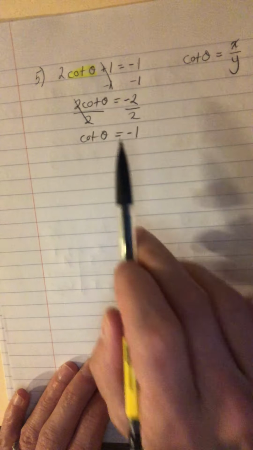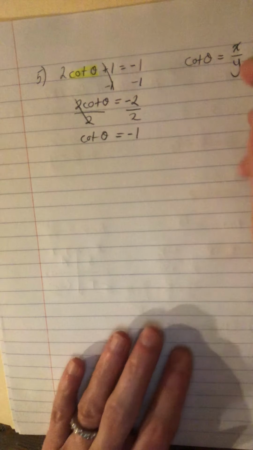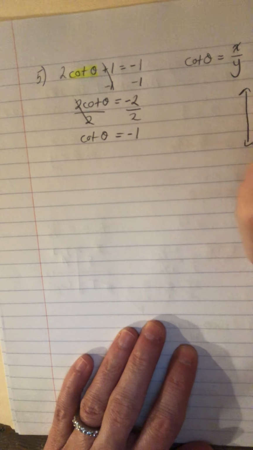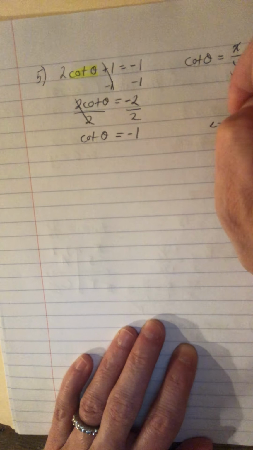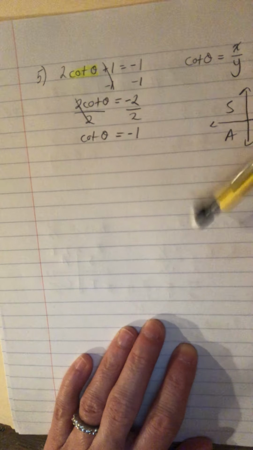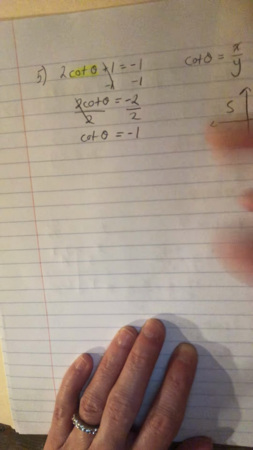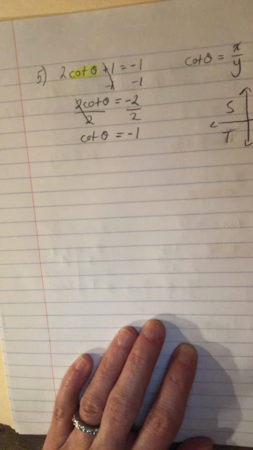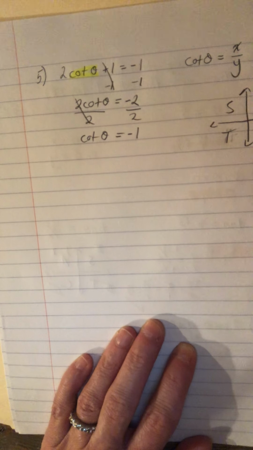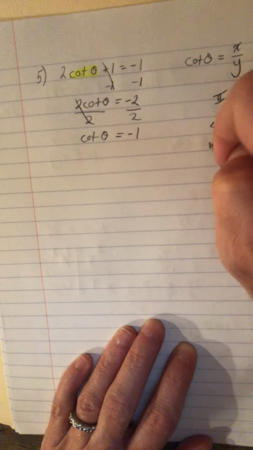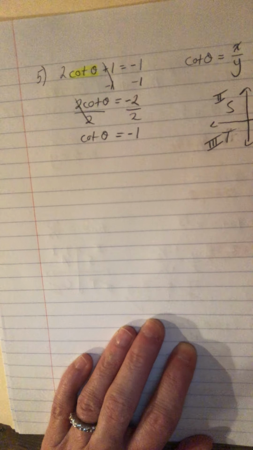Now let's think about this. Cotangent is negative. And again, cotangent is the reciprocal of tangent. So when tangent is negative, cotangent will also be negative. So all students take calc. When I look at this, when is tangent negative? Tangent will be negative in quadrant 2 and quadrant 4.